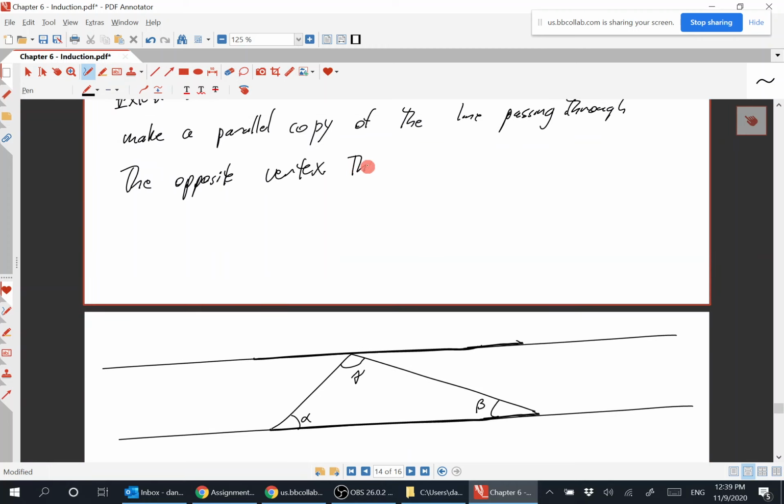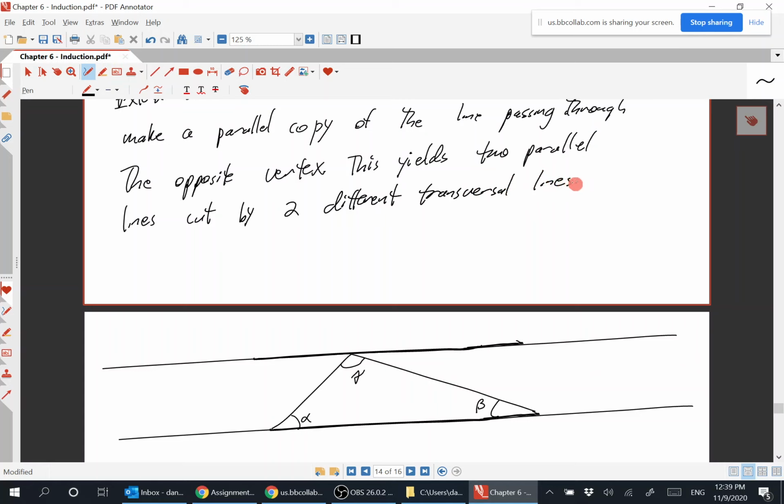Through the opposite vertex, this yields two parallel lines cut by two different transversals, and therefore we have the angles shown.